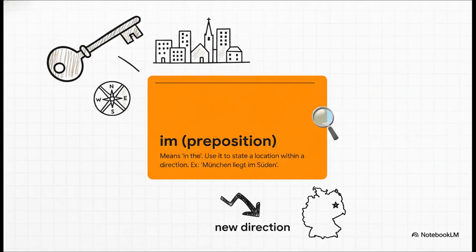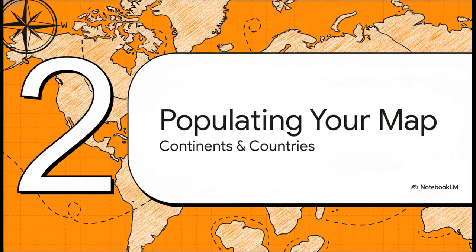And here is the little magic word that unlocks it all, the word im. It just means in the. So you can immediately start forming real useful sentences. You just take a city, let's say Munich, and one of our new directions, and just like that, München liegt im Süden. See? You're already speaking geographically correct German. It's that easy.